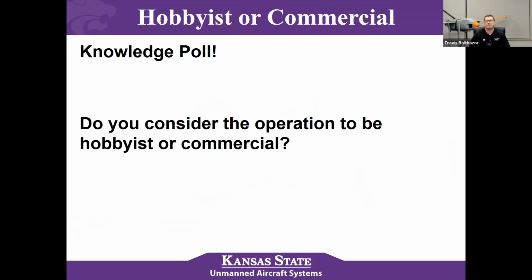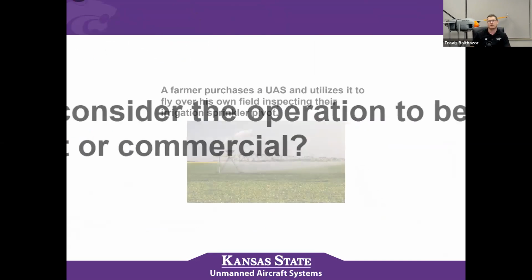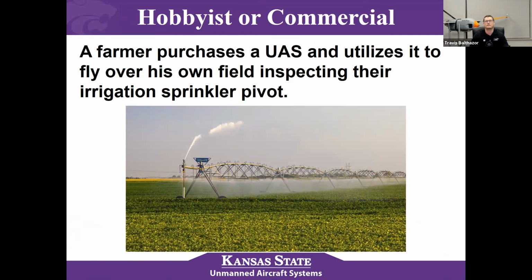So a couple knowledge polls to just kind of get everybody going into the hobbyist and commercial side of this. We're going to be pushing out a poll for you to answer just like you did a minute ago during practice, and let's see what everybody says. So the first one is: a farmer purchases a UAS and utilizes it to fly over his own field, inspecting their irrigation sprinkler pivot. Do you think this is a hobbyist or commercial operation?